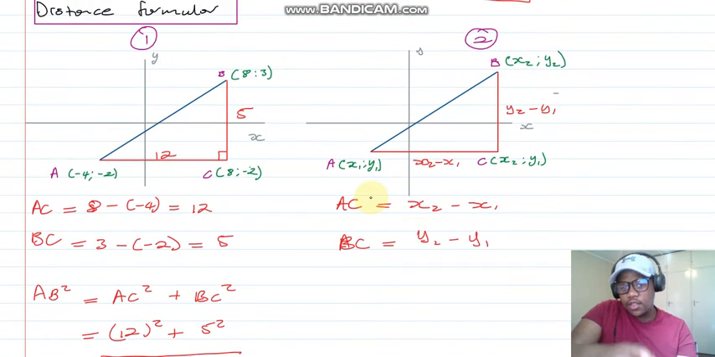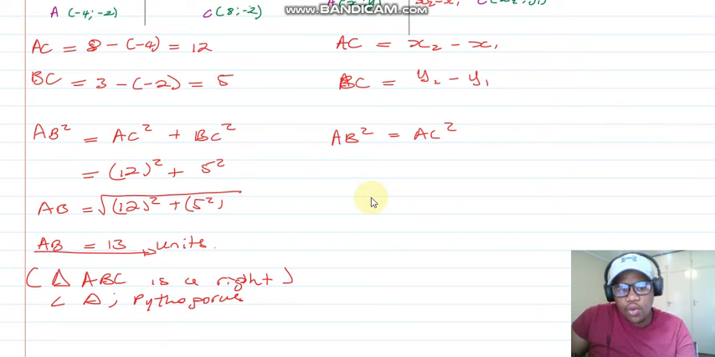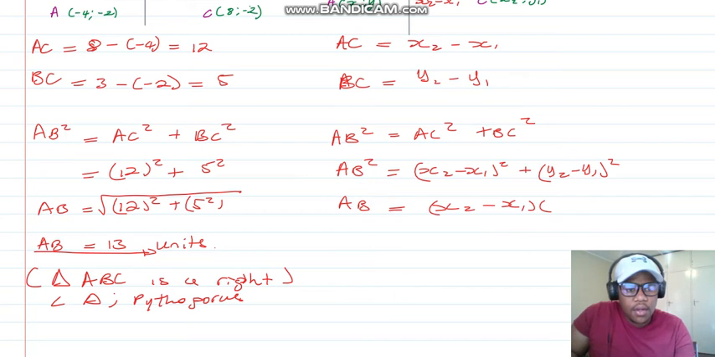So now, when we go into Pythagoras, we have the lengths. We're going to use Pythagoras to find AB. So when we actually go there, we're just going to say our AB squared must be equal to our AC squared plus BC squared. Now, our AC squared is just x2 minus x1 squared, plus our BC squared, which is y2 minus y1 squared. That's our AB squared. However, we want our AB, so our AB is equal to what we have.